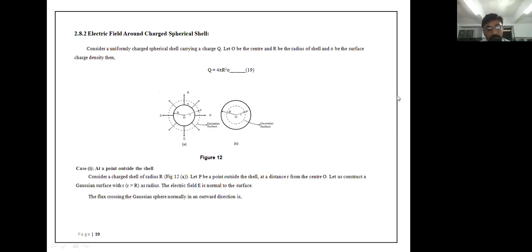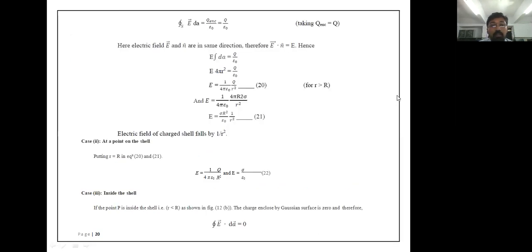Now the flux crossing the Gaussian surface normally in the outward direction is given by Gauss's law, that is, the closed loop integral of E dot dA is equal to Q enclosed upon epsilon 0. This is Gauss's law. Here we take Q enclosed equal to Q, so it is Q upon epsilon 0.